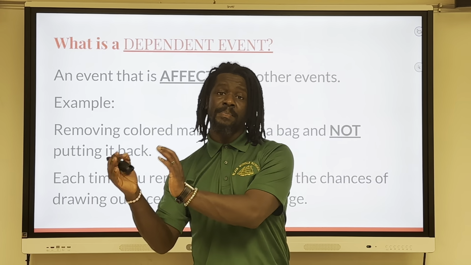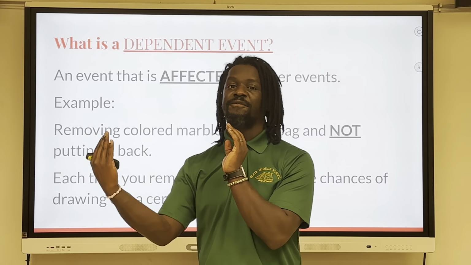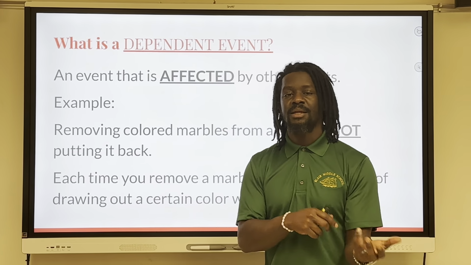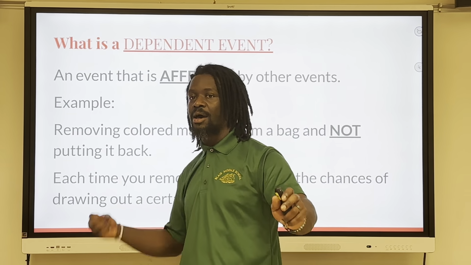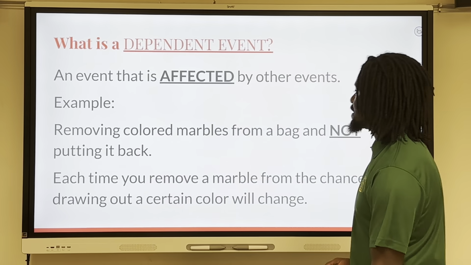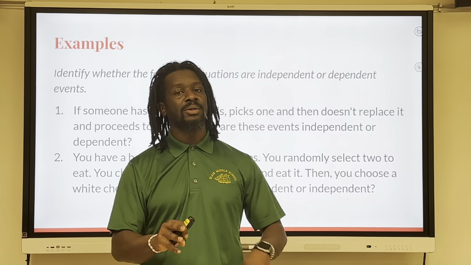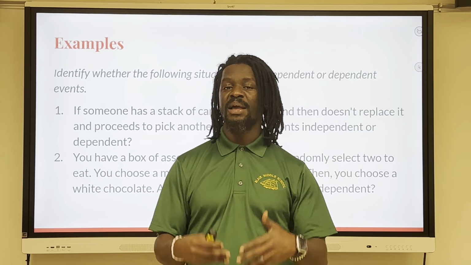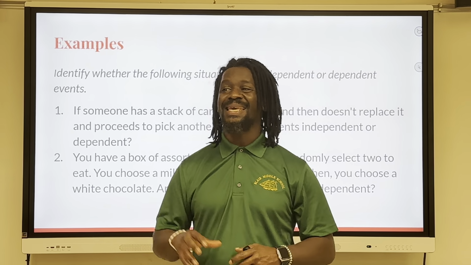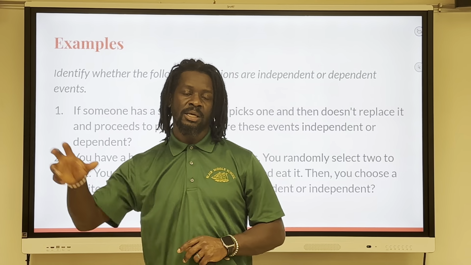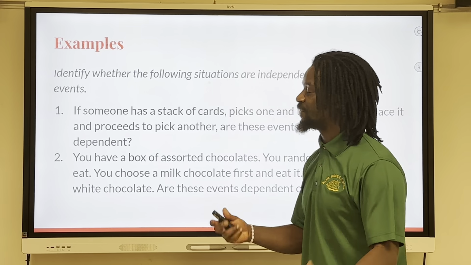So if it's independent, the first outcome doesn't affect the second. If it is dependent, that means that the second time I do it is affected by the first. I take something out, I remove it, I don't put it back, okay? So what we're gonna do is look at a couple examples, and we are going to determine whether or not it's an independent or dependent event. And that is the lesson for the day. Again, we're not gonna actually calculate it. We're just gonna say, is this not affected by the outcomes, or does the first one affect the second one?